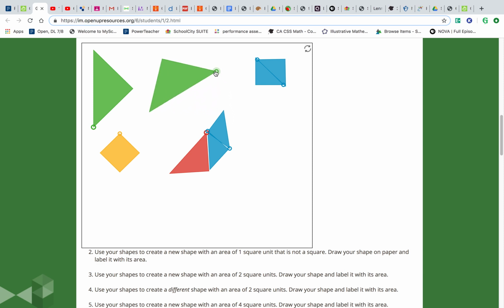And there we go. A little bit more. Okay, so something like that. Okay, so that could be four square units. So the idea is you can play around with this and come up with all kinds of different ideas, but they still are going to have an area of one square unit. Okay, hope this makes sense.